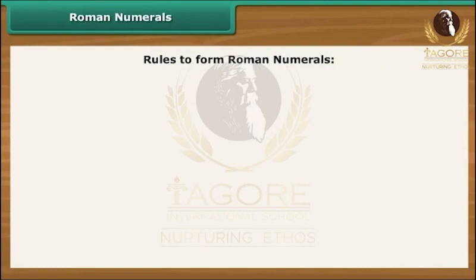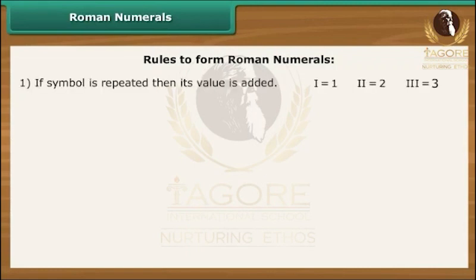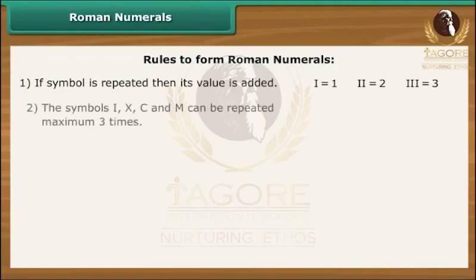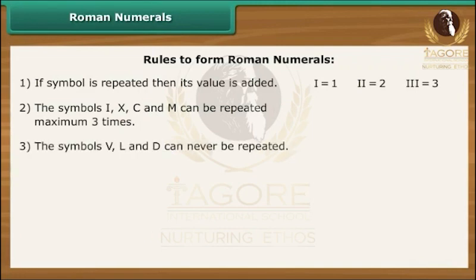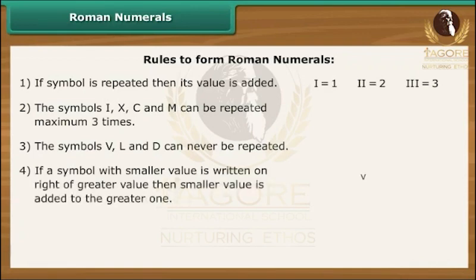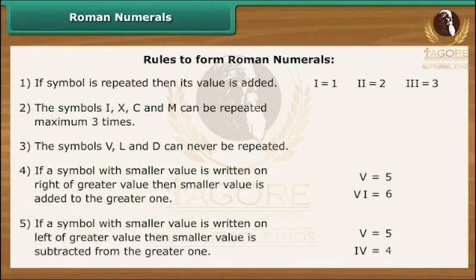They are: 1. If symbol is repeated, then its value is added. 2. The symbols I, X, C and M can be repeated maximum 3 times. 3. The symbols V, L and D can never be repeated. 4. If a symbol with smaller value is written on right of greater value, then smaller value is added to the greater one. 5. If a symbol with smaller value is written on left of greater value, then smaller value is subtracted from the greater one.